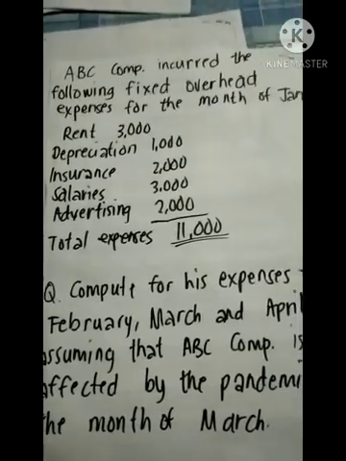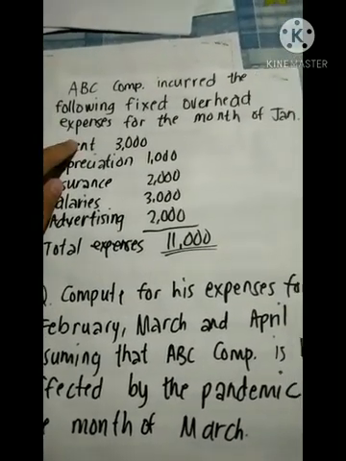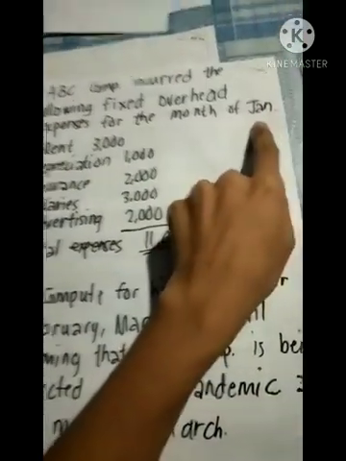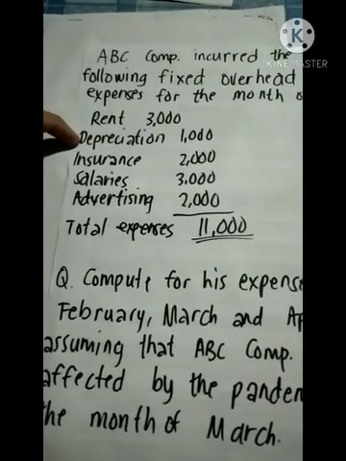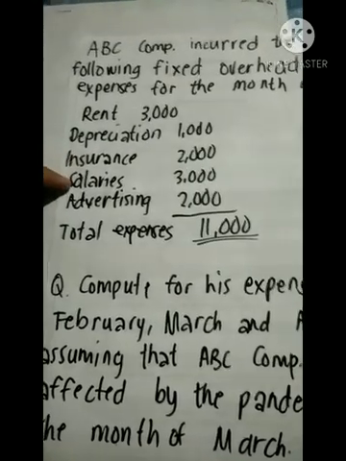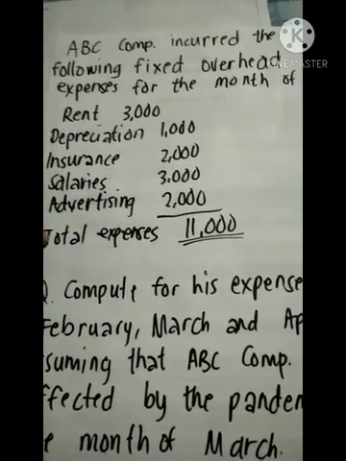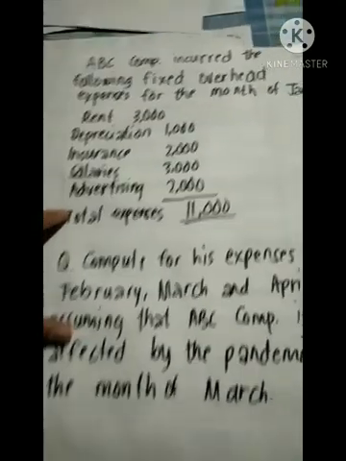Okay, next sa cost naman tayo. ABC Company incurred the following fixed overhead expenses for the month of January. Rent of 3,000, depreciation of 1,000, insurance of 2,000, salaries of 3,000, advertising for 2,000, a total of 11,000 fixed overhead expenses.